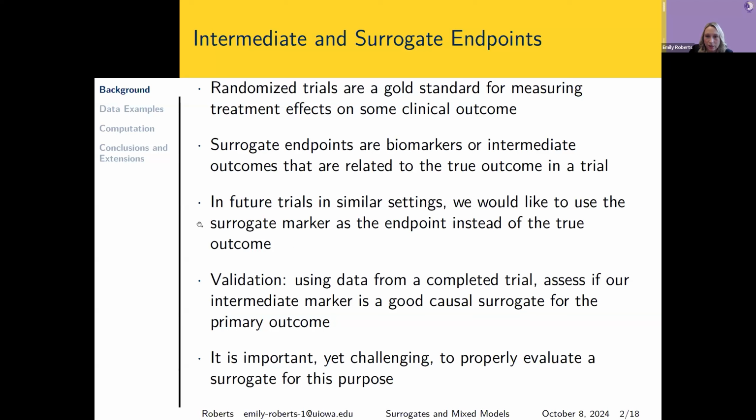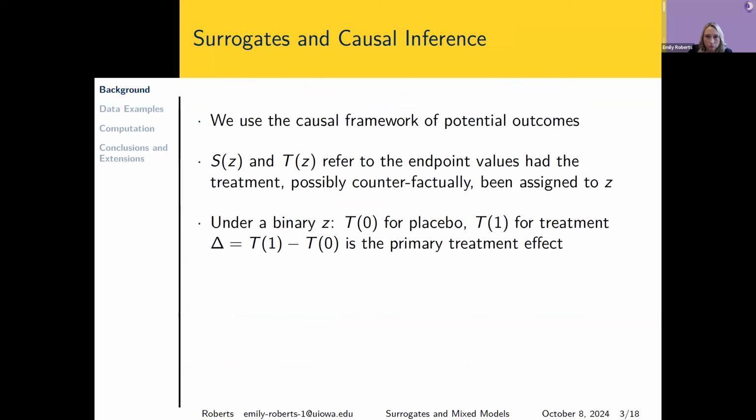So just to consolidate the information, we know that randomized trials are a gold standard for measuring treatment effects on some outcome, but oftentimes it can take a long time to measure that outcome. So this is where surrogate endpoints really have a lot of promise. It's some endpoint that we might be able to measure earlier in order to make the trial run more efficiently in some way. So in order to use a surrogate for a future trial, we need to validate it first. So we need to use data from a completed trial to assess if it's a good causal surrogate. And it's generally challenging to say whether or not a surrogate is good, which is why you'll see different methods being proposed as different metrics for what it means to be a good surrogate.